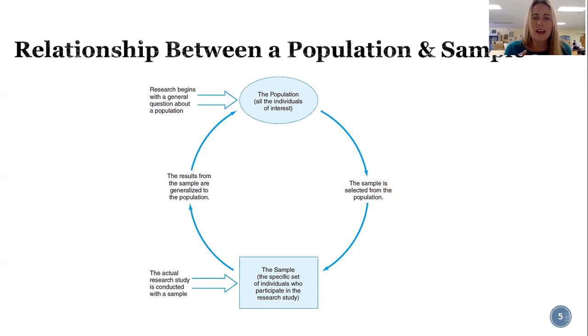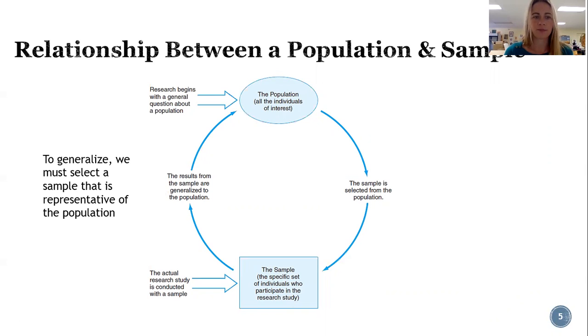The population is all of the people that the researcher is interested in studying. Here it's at the top. The sample are the specific set of participants who actually do your study. Our sample is selected from the population, and the results from our sample we're going to use to generalize and draw conclusions that hopefully would apply to all of the people in that population. So to generalize, we have to select a sample of people that are representative of the population.